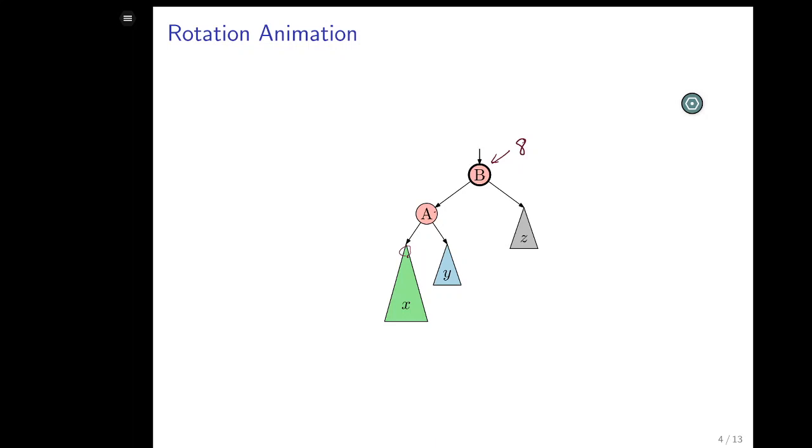What's happened is there's been an insertion. It's caused the X tree to become deeper, and it's caused B to go out of balance. And so here we go. Have I made you excited enough? Here we go. Here it goes.